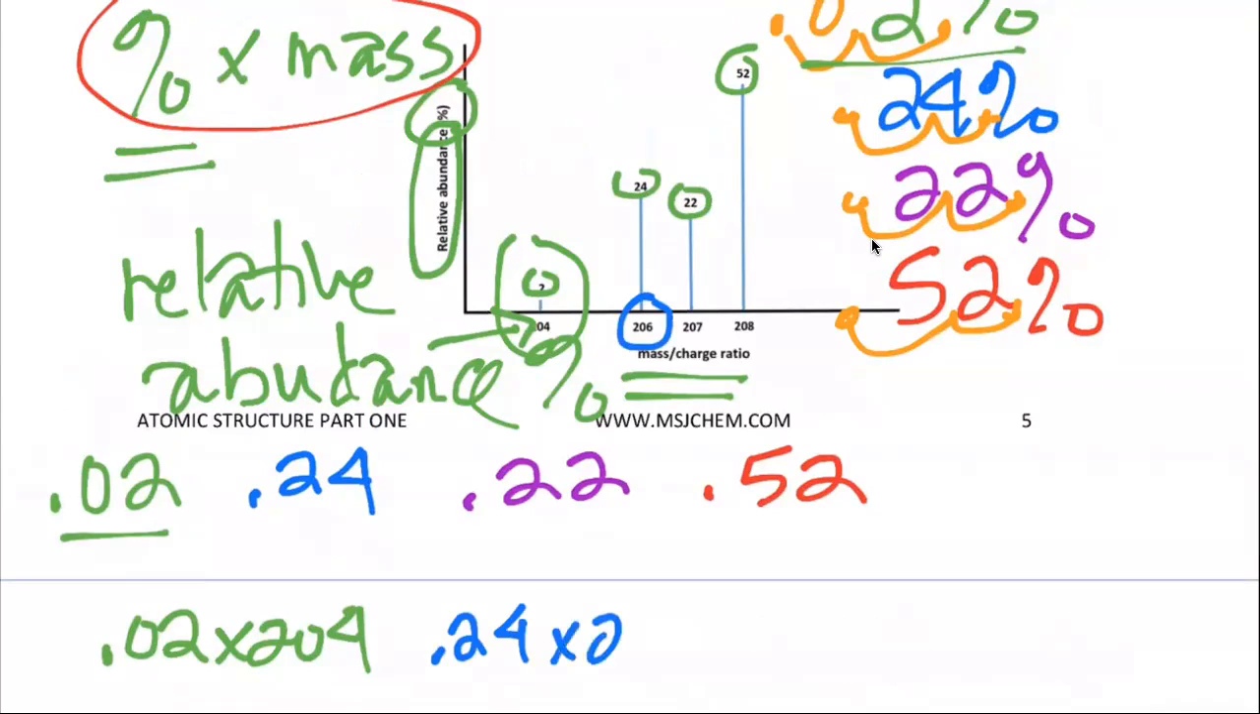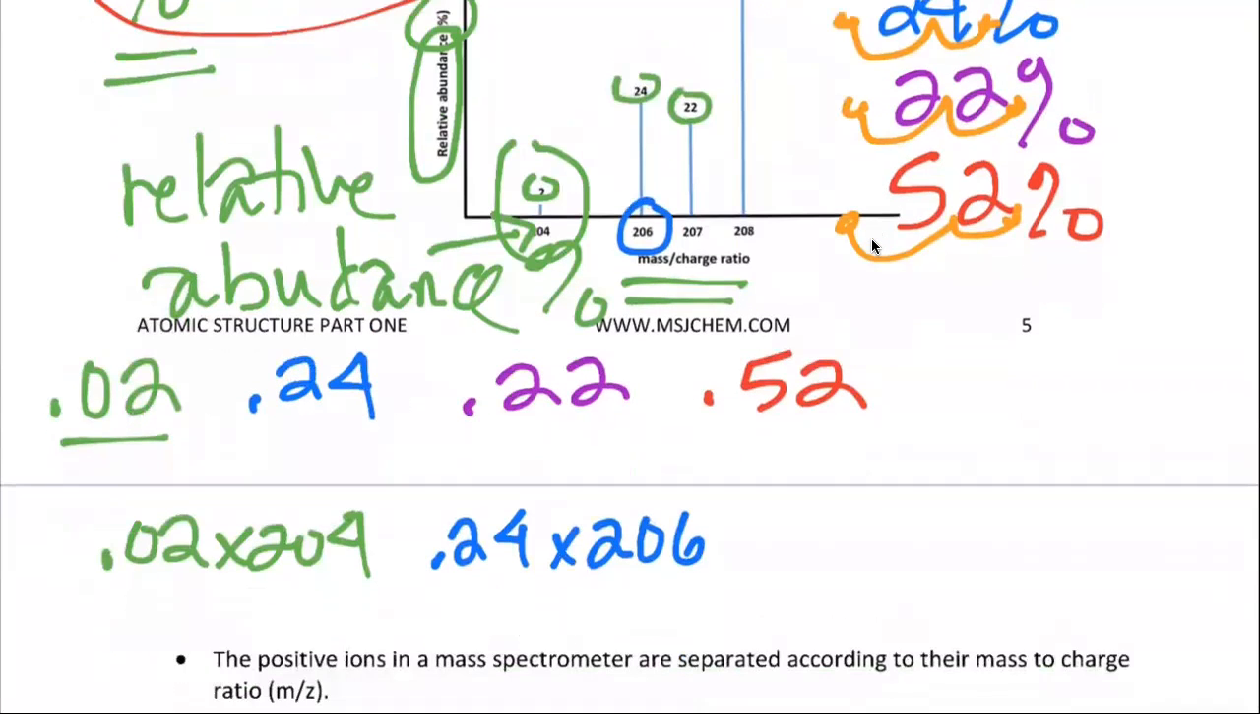So I would multiply by 206. The same thing, the next one, I just keep going until I've done each isotope. So this one, I'm going to have to do it 4 times because there's 4 isotopes. So the next one, the purple one, is the 22%. So it's 0.22 times, and the mass on this one is 207.